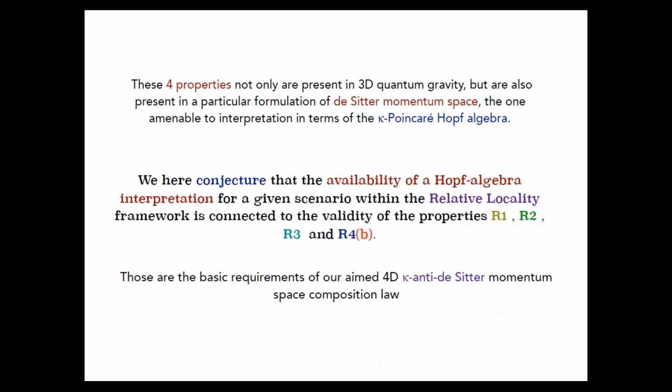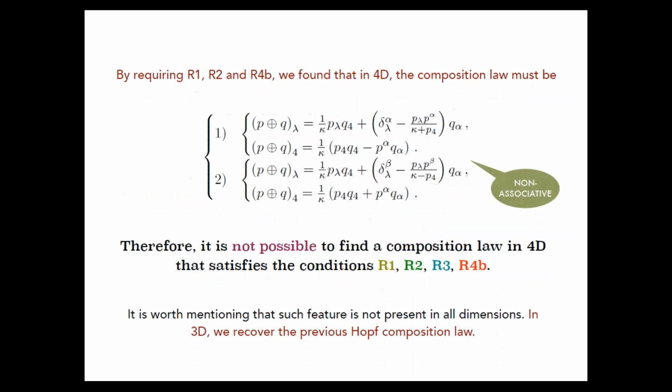Both of these approaches are connected to a Hopf algebra structure. So, we here conjecture that the availability of a Hopf algebra interpretation for a given scenario within the relative locality framework is connected to the validity of these four properties. So, we basically promote those properties that were extracted, and which are also present in the de Sitter momentum space in the Kappa-Poincaré formulation, to axioms in such a way that we could explore the 4D kappa anti-de Sitter momentum space.